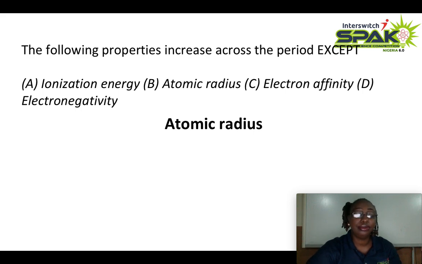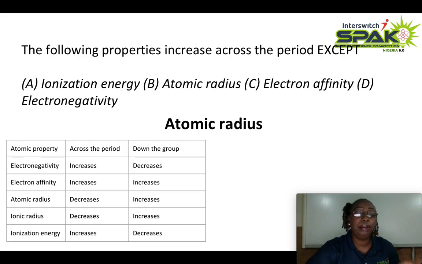Now, I think I have a table here that can help you remember the trends of periodicity. Electronegativity increases across the period but decreases down the group. Electron affinity increases across the period and decreases down the group. Atomic radius decreases across the period and increases down the group. Ionic radius decreases across the period and increases down the group. Ionization energy increases across the period and decreases down the group.